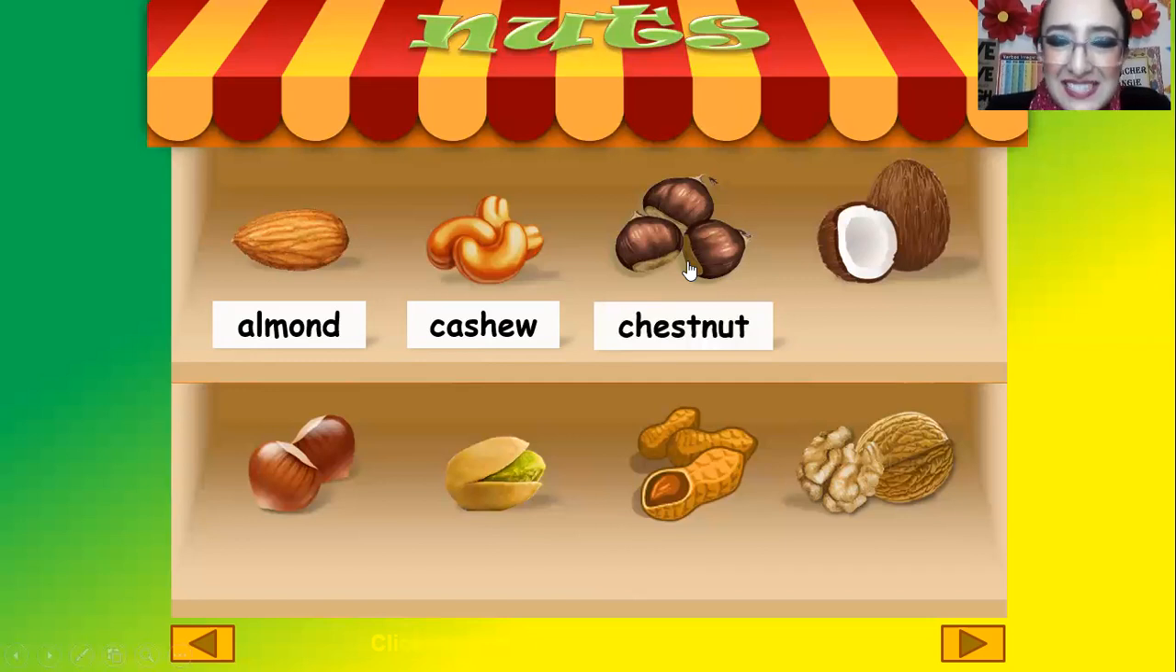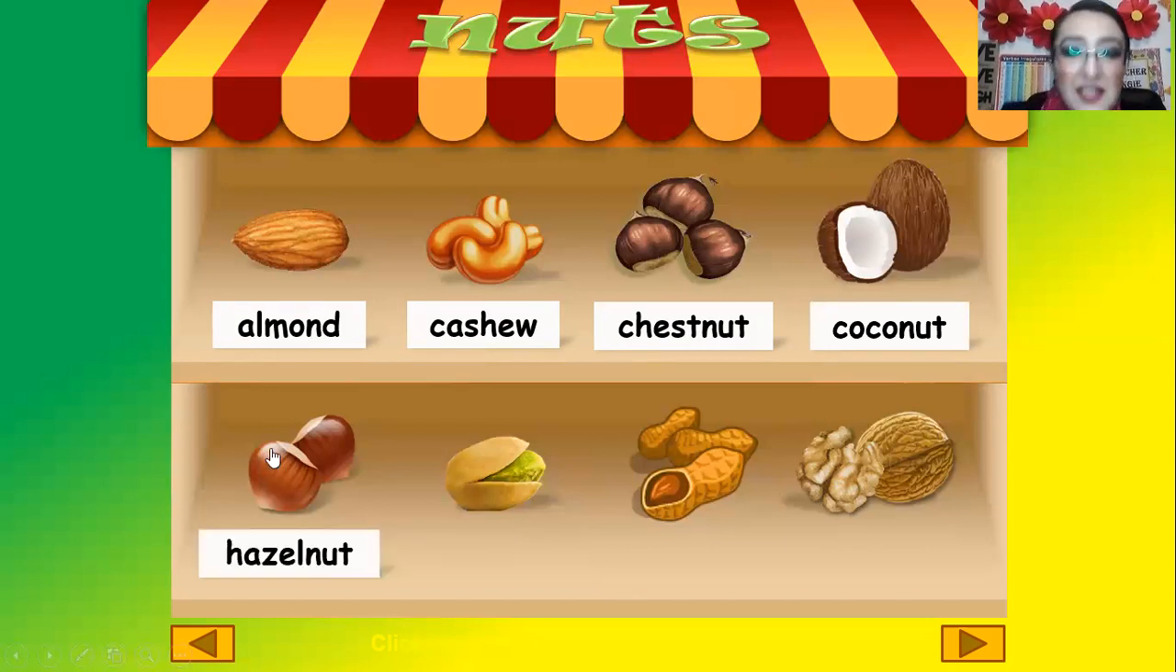The chestnuts. Excellent. Chest, suena como a chest, de pecho. Chestnuts, pero en realidad son las castañas. Esta es la nuecita de la India. Chestnut. And the coconut. We have the hazelnut. What is it? No te confundas con las castañas. Son las avellanas. Hazelnut.